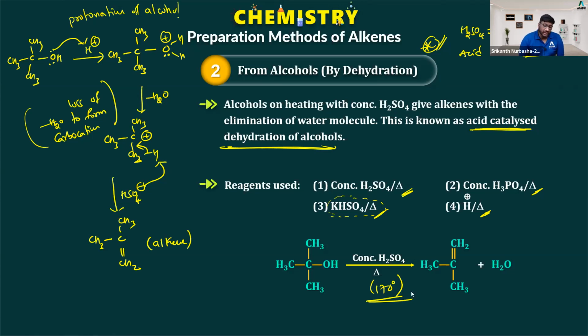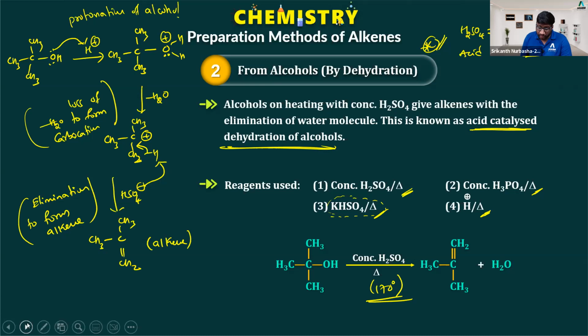Temperature has to be 170 degrees. So CH3, CH3 double bond CH2, an alkene is going to be formed. So elimination to form alkene. Since alkene is going to be formed, the most substituted alkene is going to be formed as the major product. So this was the mechanistic approach. So protonation of alcohol, loss of water to form a carbocation, and elimination to form a respective alkene. Right, students?